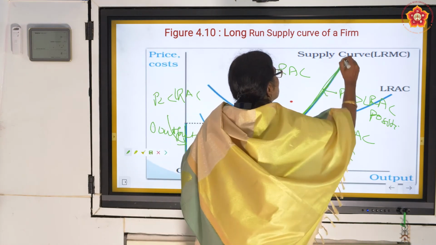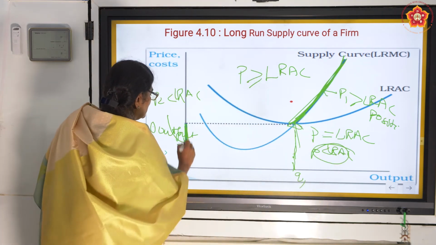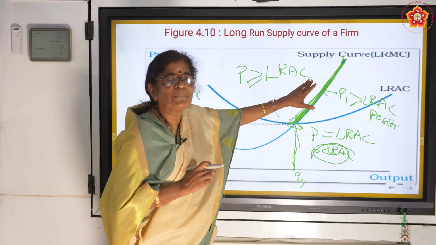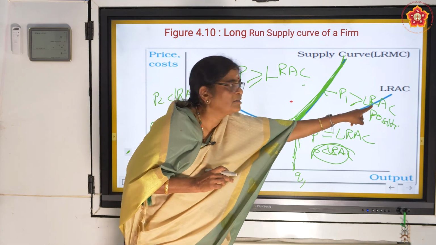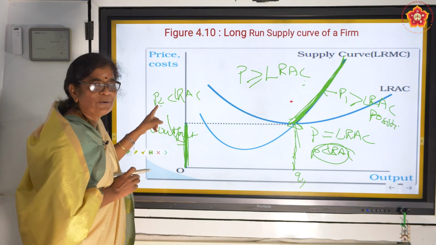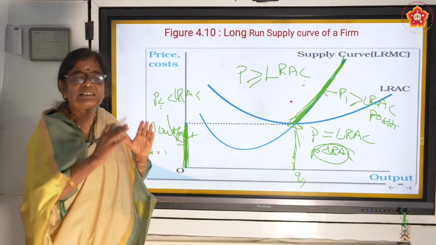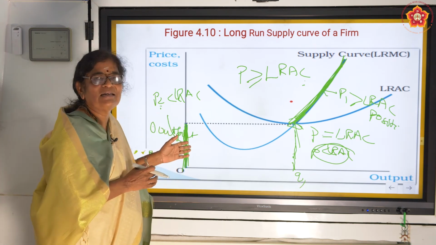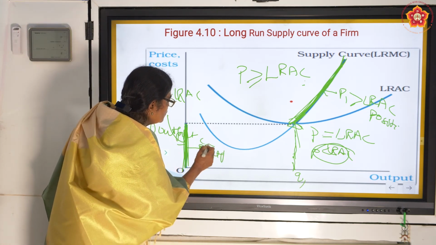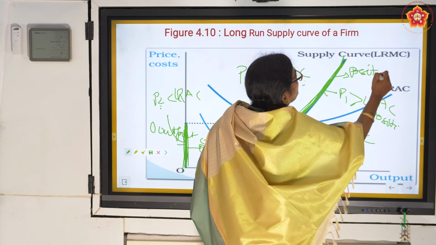The thickened part, these two portions together, is the supply curve. This portion is for price P1, which is greater than long run average cost, and this is the output level. For price P2, all the way it is less than LRAC, so there is zero output. When P2 is less than LRAC, you are producing zero. Therefore, this is the zero output supply curve, and this is the positive level of output supply curve.